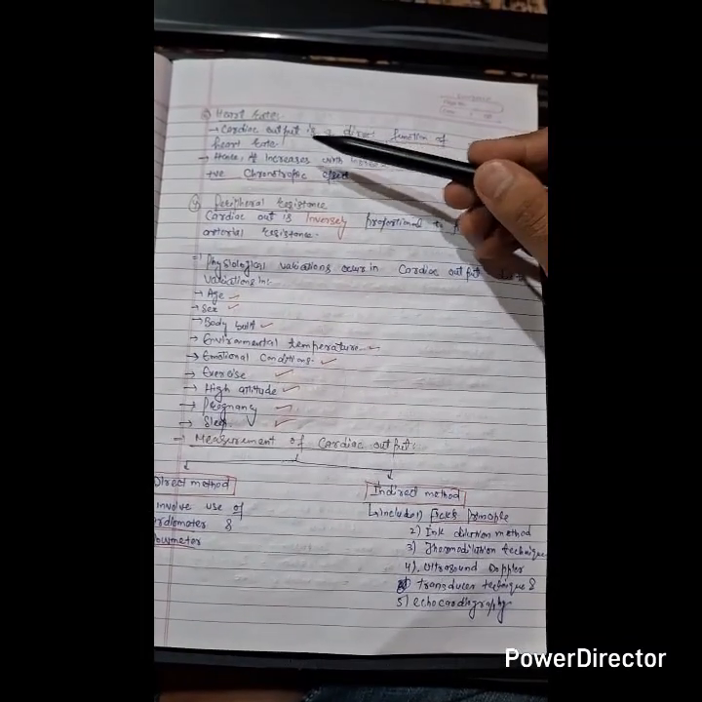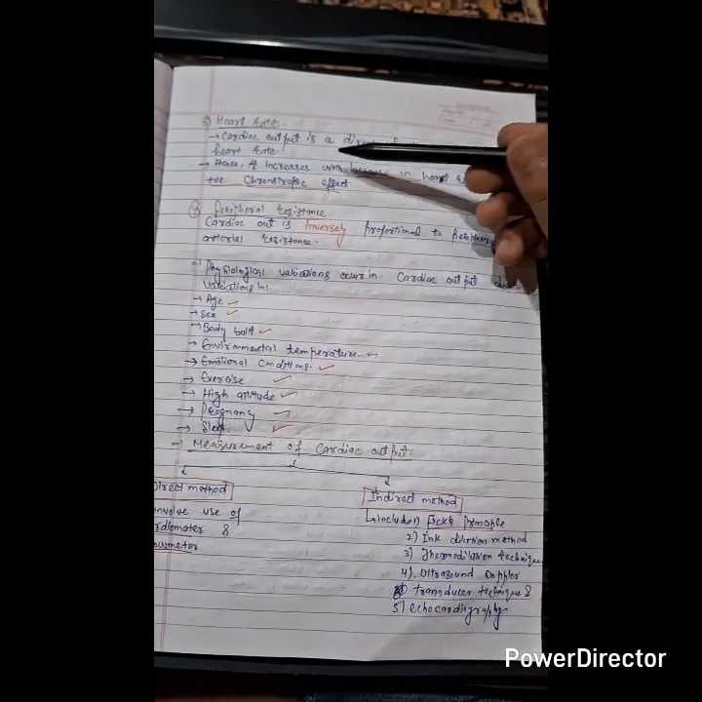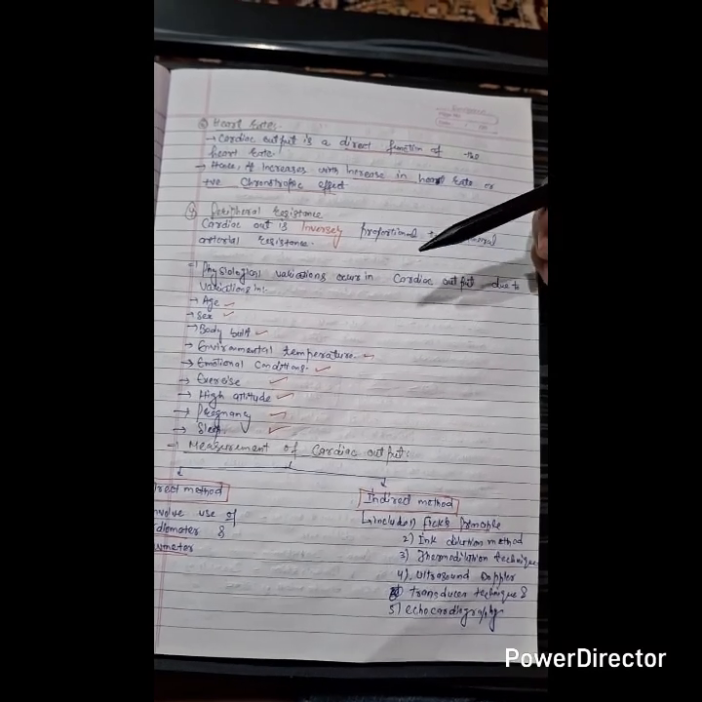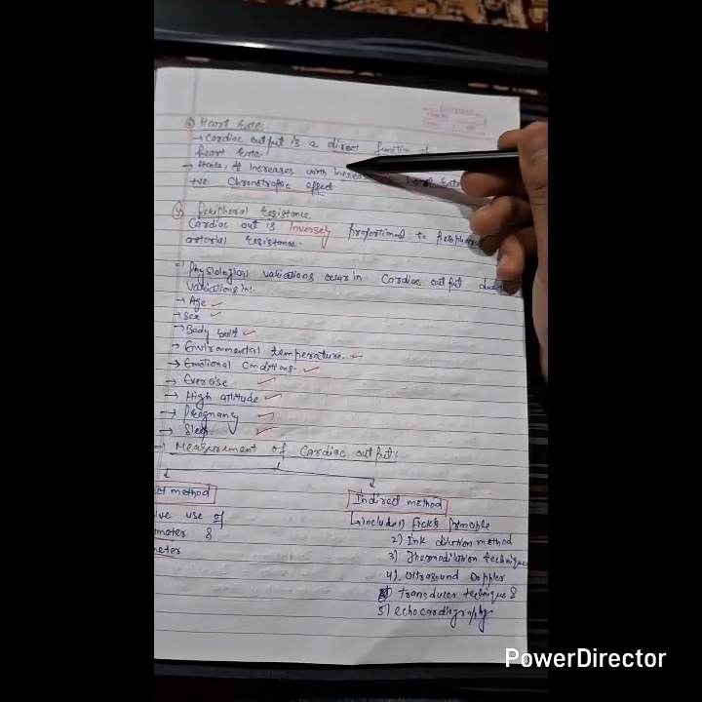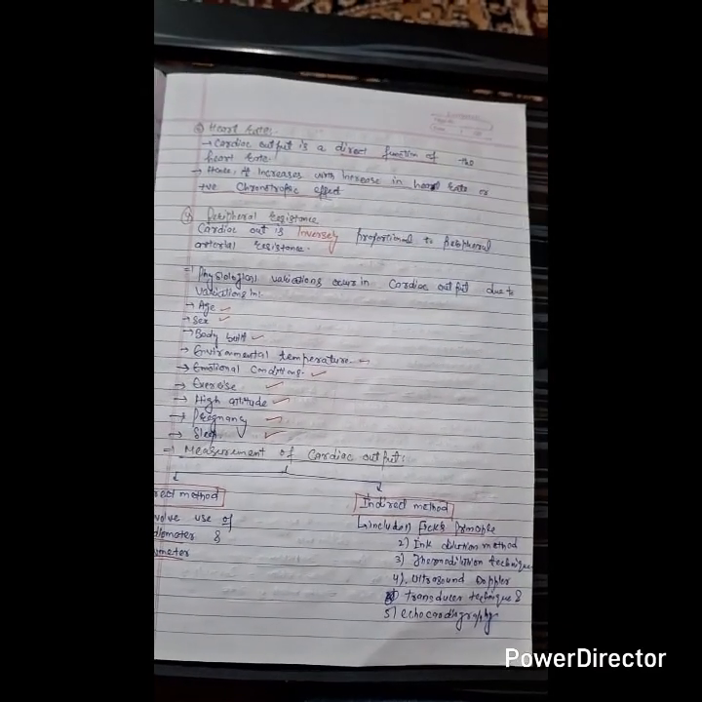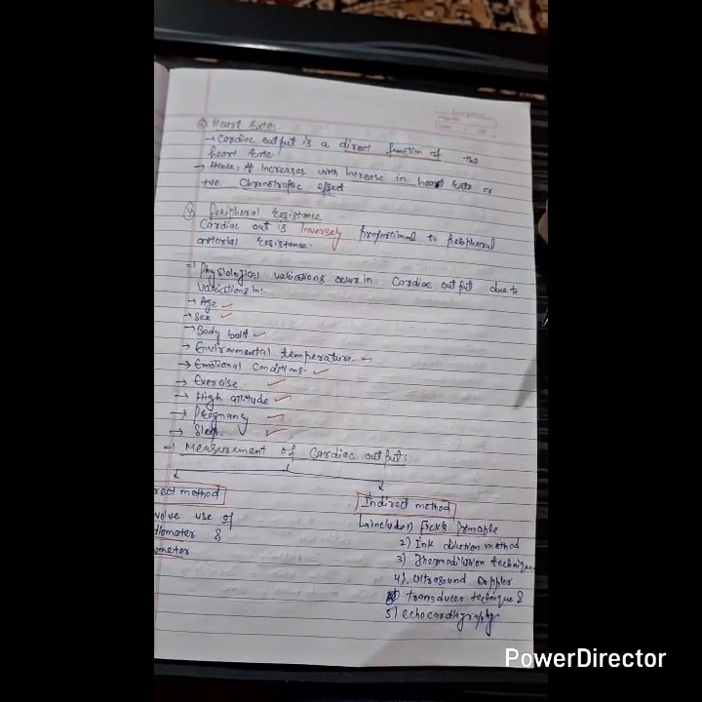And the third one is the heart rate. Cardiac output is a direct function of the heart rate. Hence it increases with an increase in heart rate. So the more the heart rate, the more the cardiac output. Or we can say it is a positive chronotropic effect.